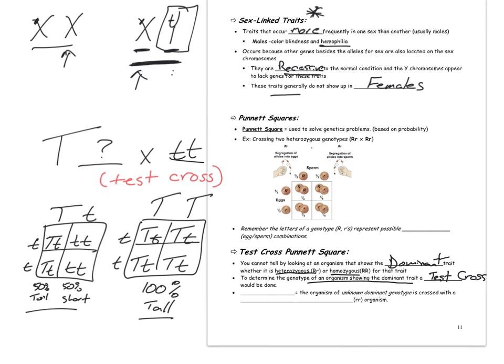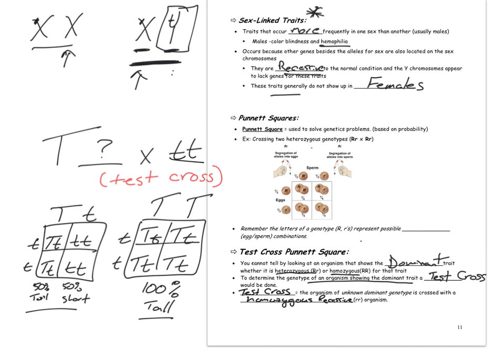Right? A test cross is where the organism of unknown dominant genotype is crossed with a homozygous recessive organism. So that should take care of that slide, and I think it's pretty clear what the test cross is.